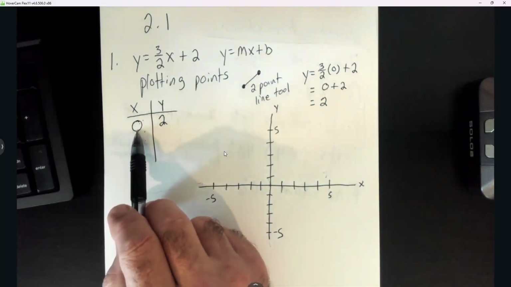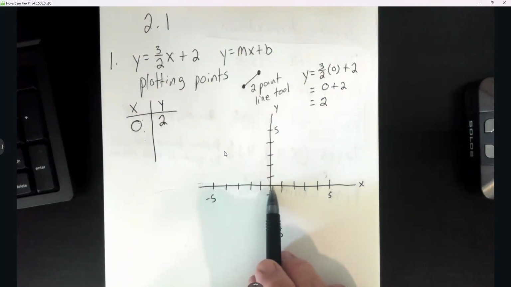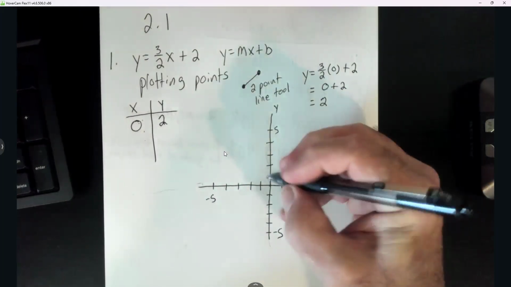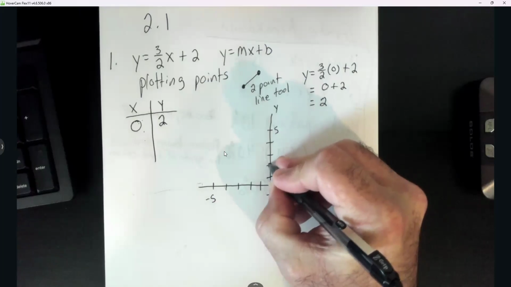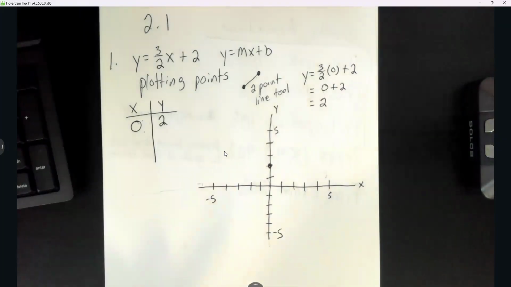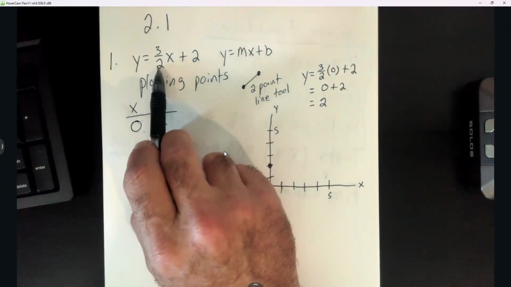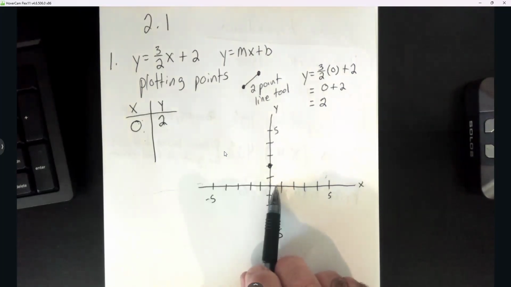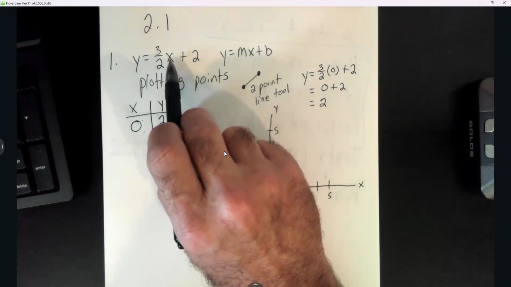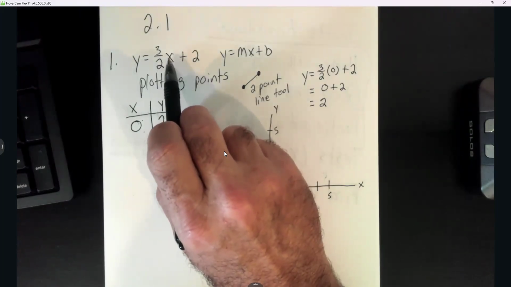So since the 0 was on the x, 0 on the x-axis is right here at the origin. So once I'm at 0, the y value being 2 means that I would go up a positive 2 in the y direction. So I would go up to 1, 2. At 2, I would put my first point. Now y'all on this one, since this is a fraction and I don't want to try to graph a fraction on here, when they're in this form, my second x, I'm going to pick a 2.